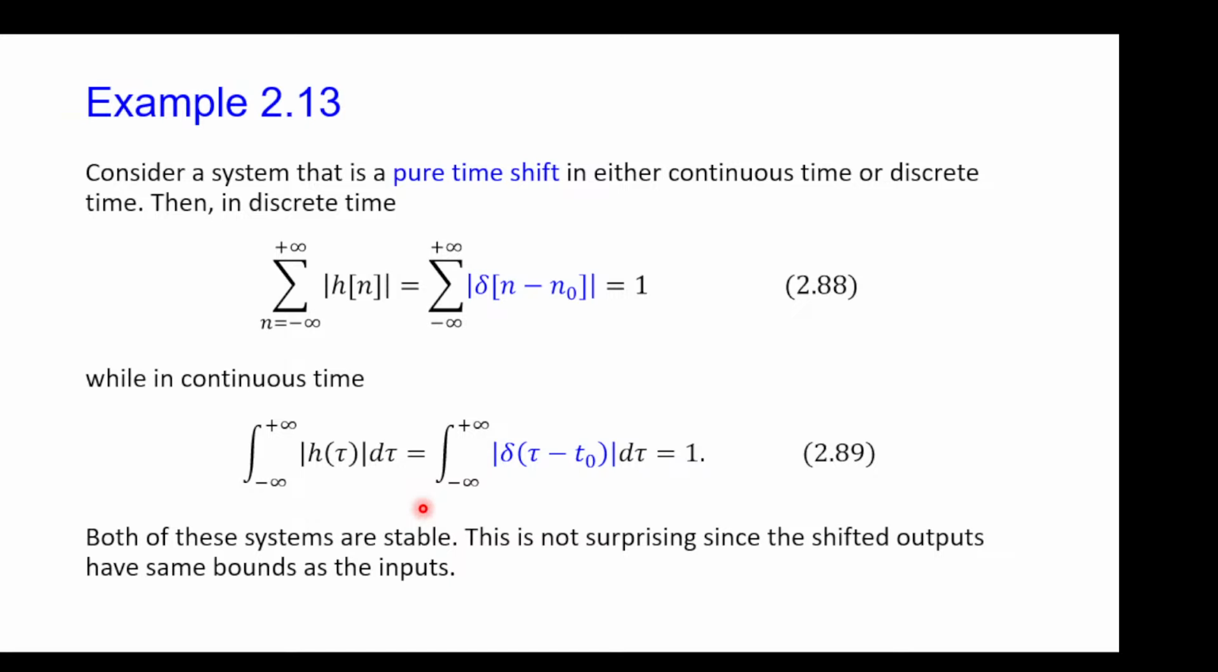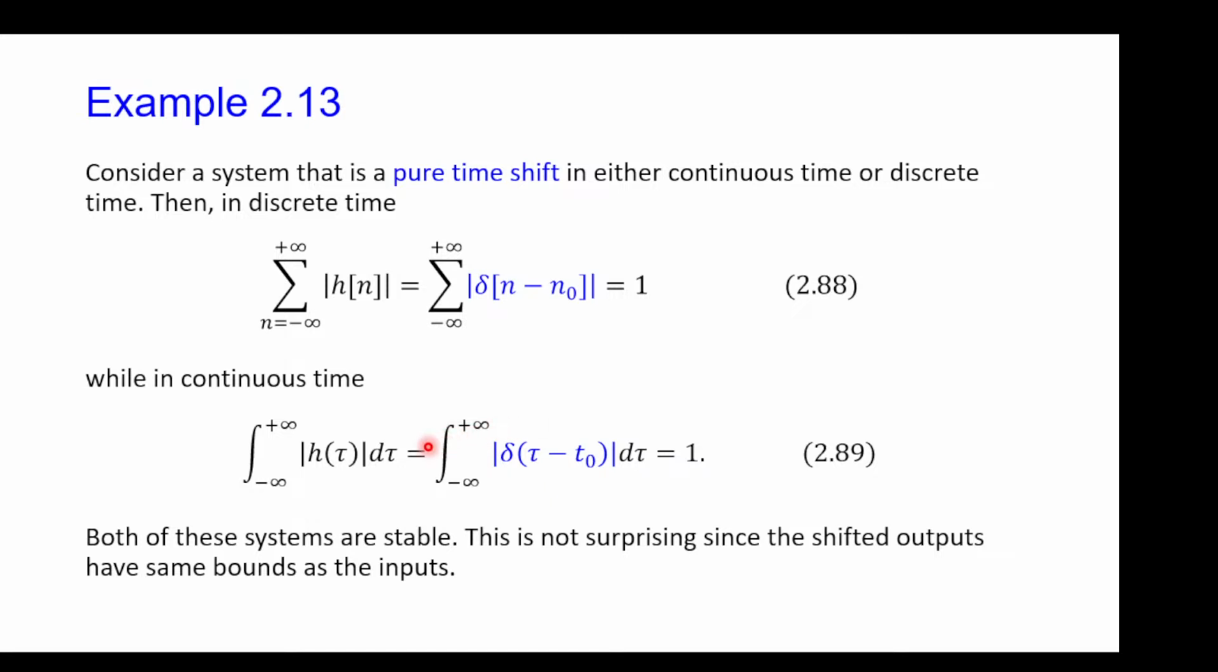Example: let's see some functions we have seen. First is the pure time shift. For discrete and continuous time, the pure time shift corresponds to the impulse response being just the shifted unit impulse, or delta function. For discrete time, the impulse response is delta of n minus n0, and for continuous time we'll have delta of tau minus t0. It's a bit weird: it is delta of t minus t0, but we are integrating over tau, so delta of tau minus t0.